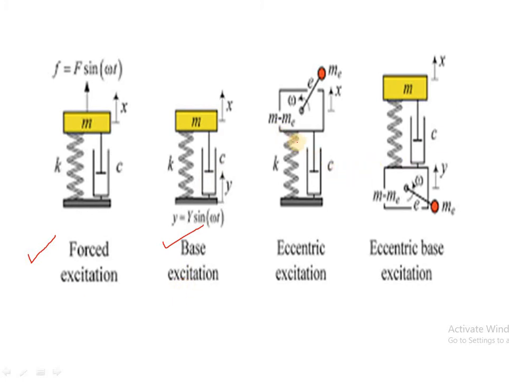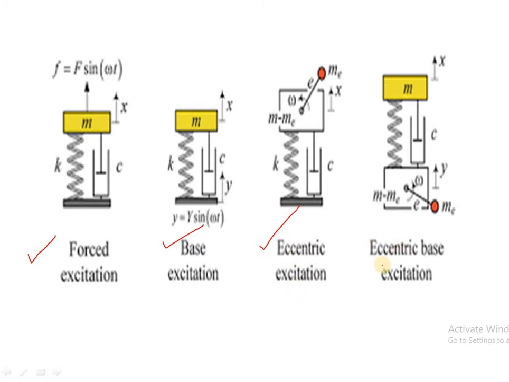Then again, suppose this is your mass, spring and damper, but now in the mass there is another small mass which is at an eccentricity. Here you can see e, and here me is nothing but the other mass lying at the eccentricity. Now what happens when such a system is in motion? This mass will rotate and it will generate an unbalanced force on this mass, and this will lead to vibration of the system. This will take the mass away from the main position. So again this is one type of forced vibration which is due to eccentric excitation.